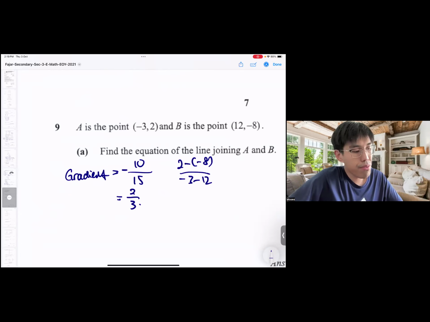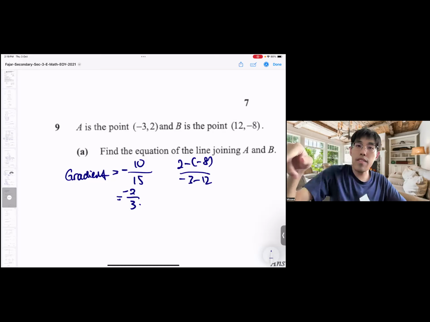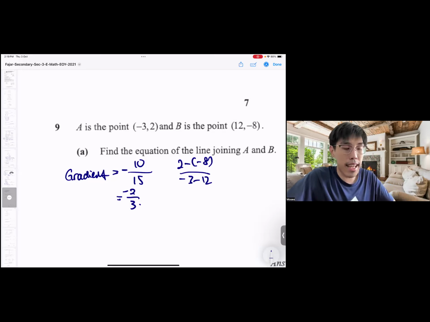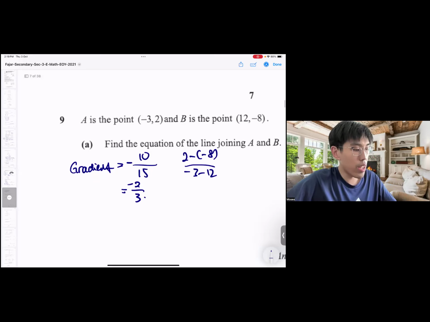-3 to 12. 2 to -8. Yeah, correct. So it's -2/3. 2 to -8 is going down by 10 steps. So it's technically -10. Then -10 over 15. That's the idea. So the gradient is -2/3.